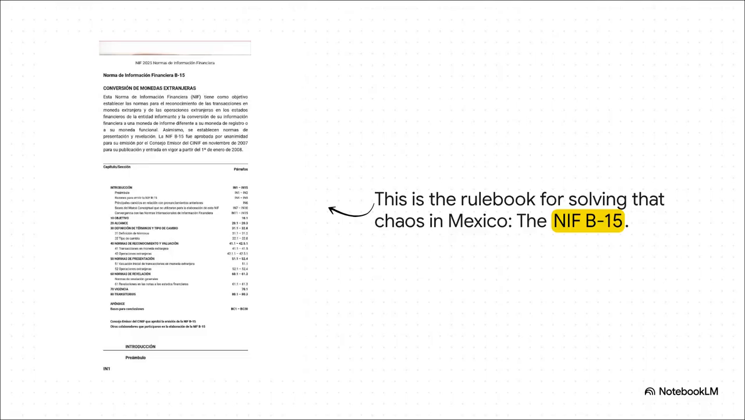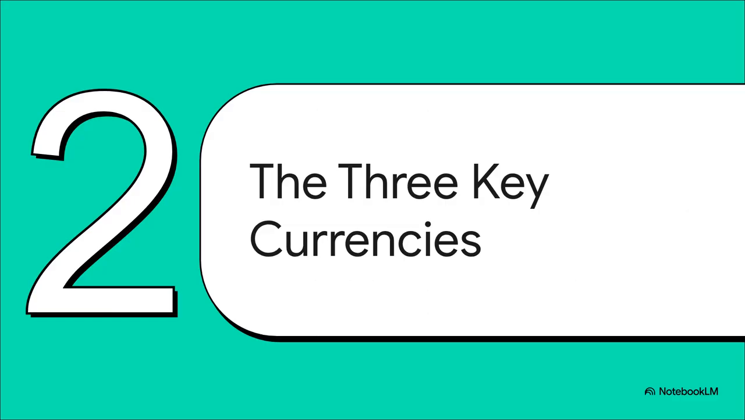And this is the rulebook that creates that common language, at least for companies operating in Mexico. It's called the Norma de Información Financiera, B-15, or just NIF B-15 for short. This is the official playbook that tells you exactly how to translate all that financial noise into one single, clear story. Now, to understand this rulebook, you have to learn its vocabulary first. The whole system is built around three key definitions of what a currency even is inside a global company. If you get these three, you'll get the whole thing.